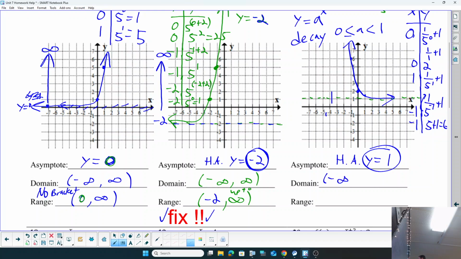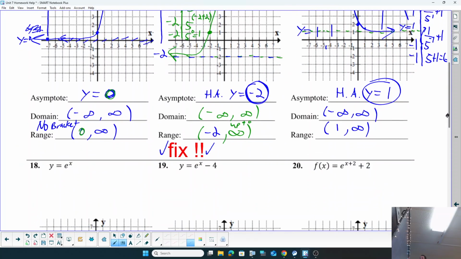So -infinity to +infinity. And then the range is going to be from the horizontal asymptote. Use parentheses because you don't actually get there, but close to it. And then up to infinity for the most part. Sometimes it changes for negative growth. So this is going to be at the horizontal asymptote, which is 1, and then up to infinity. So here's y equals 1, the horizontal asymptote, and then we're going up from 1 up to infinity.